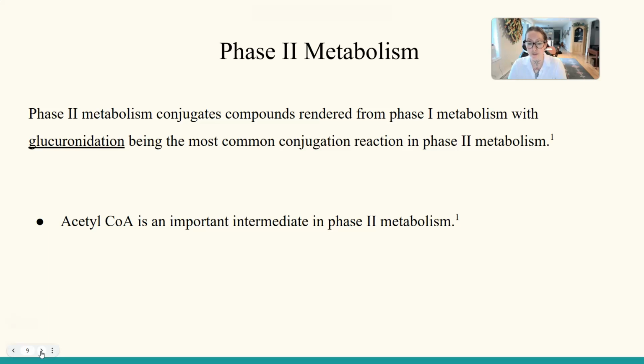The most common phase 2 xenobiotic metabolizing enzymes are UDP glucuronosyltransferases, sulfotransferases, N-acetyltransferases, glutathione S transferases, thiopurine S methyltransferases, and catechol O methyltransferases. Acetyl-CoA is an important intermediate in phase 2 metabolism.